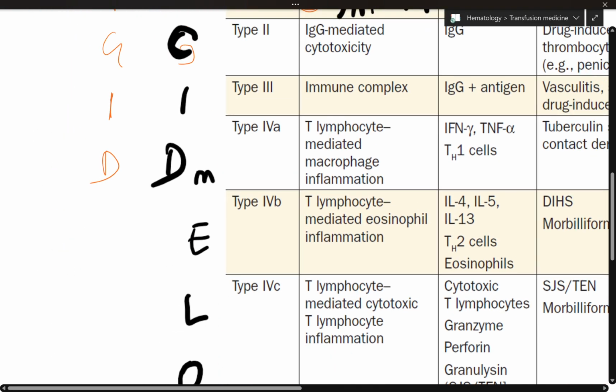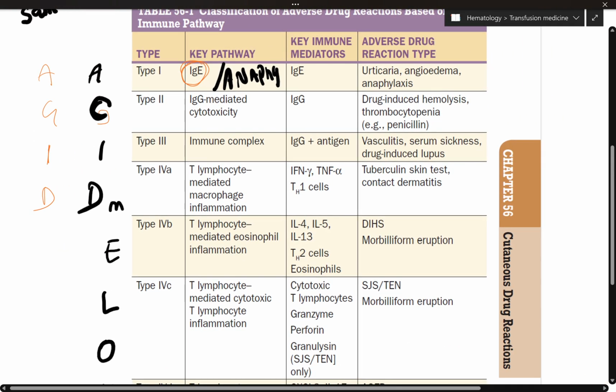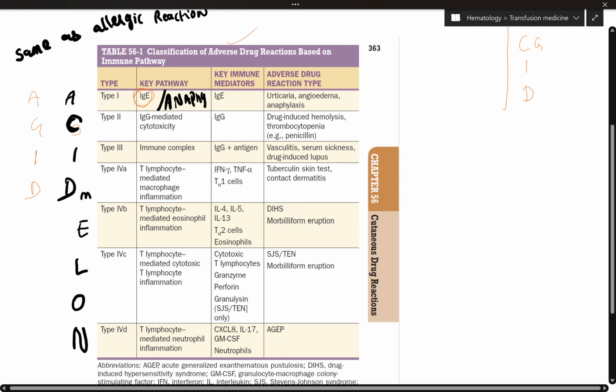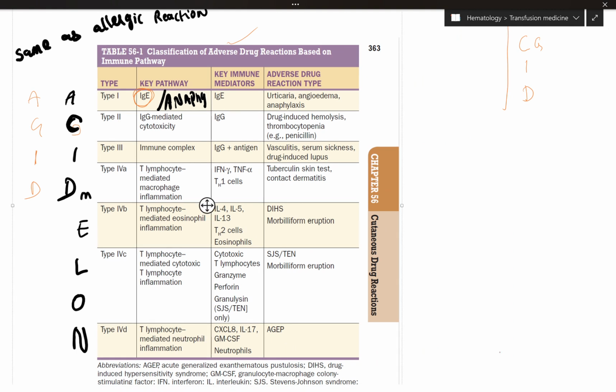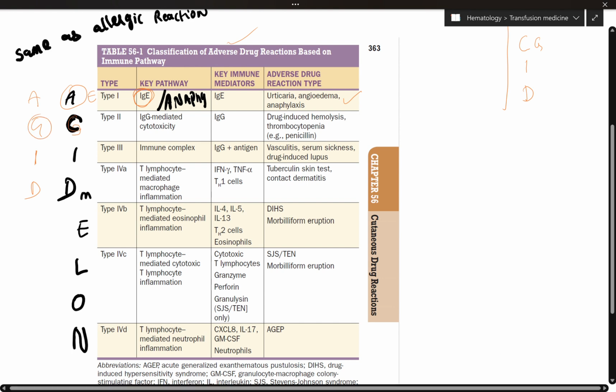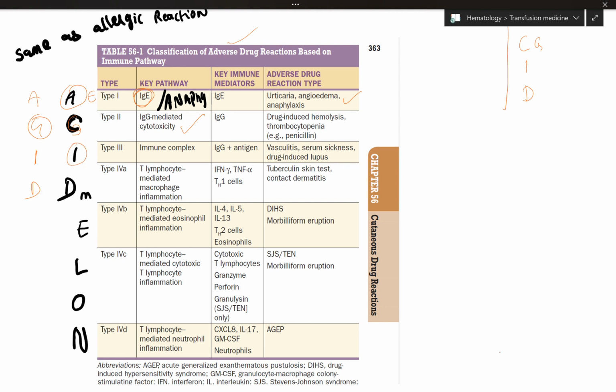So if you look at adverse drug reactions, you follow the same system, ACID. The A is anaphylaxis. Anaphylaxis is IgE mediated, and these cause urticaria, angioedema, and anaphylaxis. That's completely different. So C is IgG mediated cell toxicity.